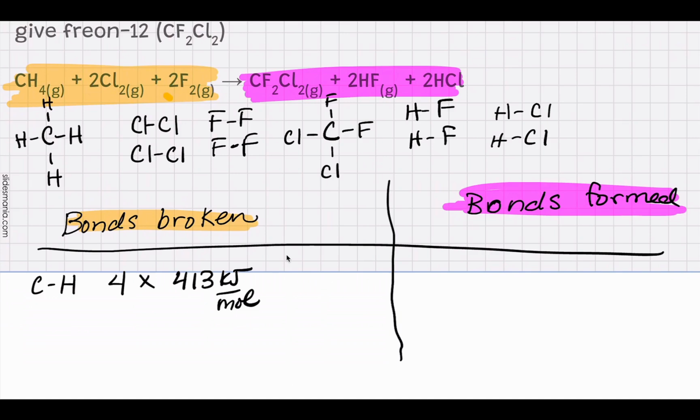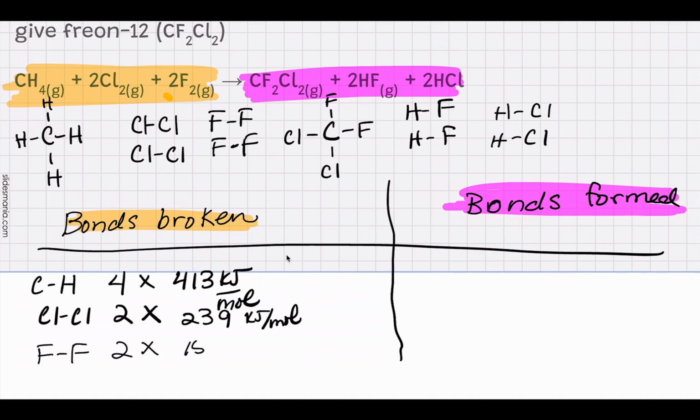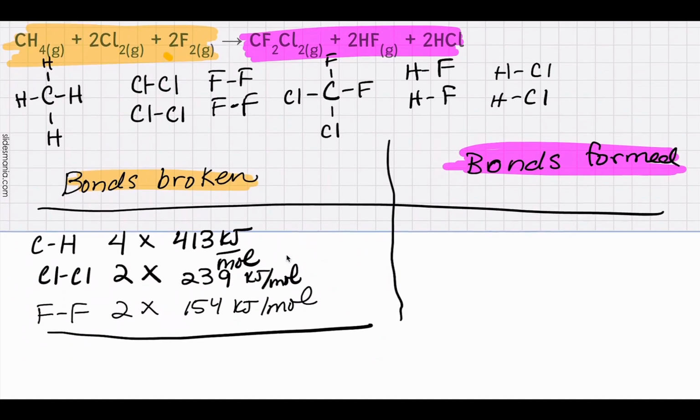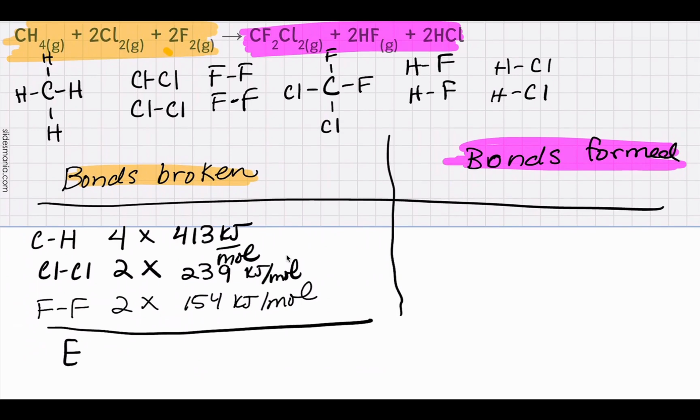And then there are the chlorine-chlorine bonds. There's 2 of those, and each one of those chlorine-chlorine bonds is 239 kilojoules per mole. And then there's the fluorine bond, and there's 2 of those. So then I can just sum these up, and when I do, the energy required to break the bonds is going to be 2,438 kilojoules.